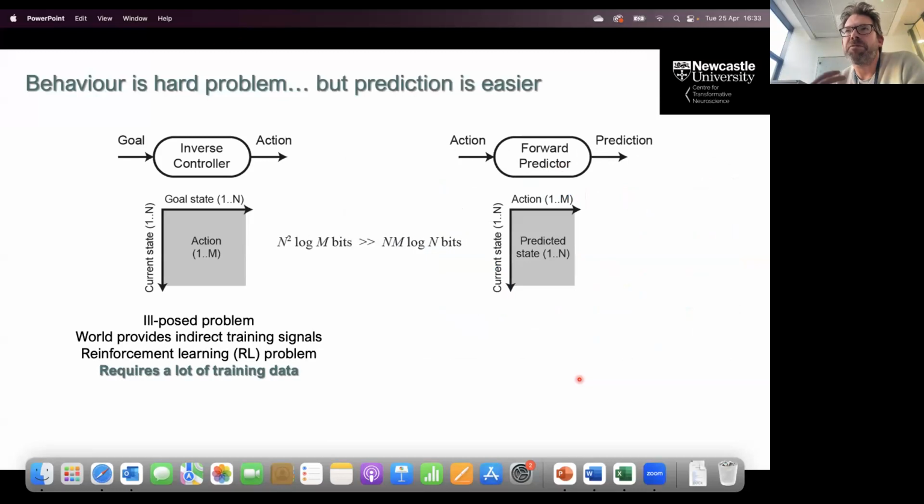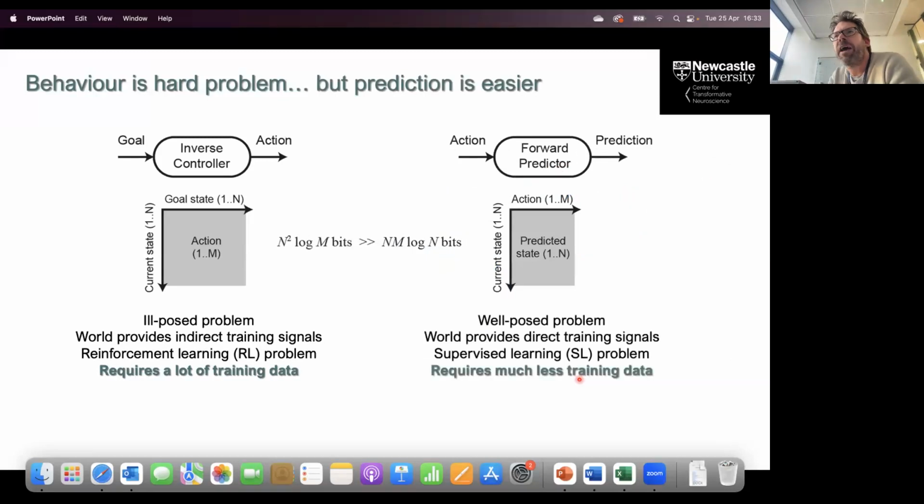And in this case, it's a forward model because it's a mapping from a cause, which is an action, to a consequence, which is the resulting state. And these kinds of mappings have all sorts of advantages for learning. They're well-posed problems. Every action has a consequence. And moreover, the world provides a direct training signal because the world tells you what actually happens.